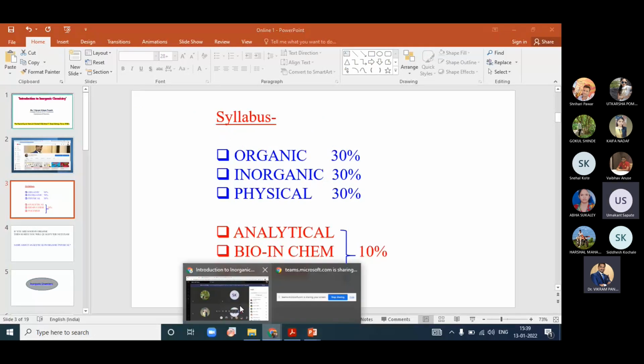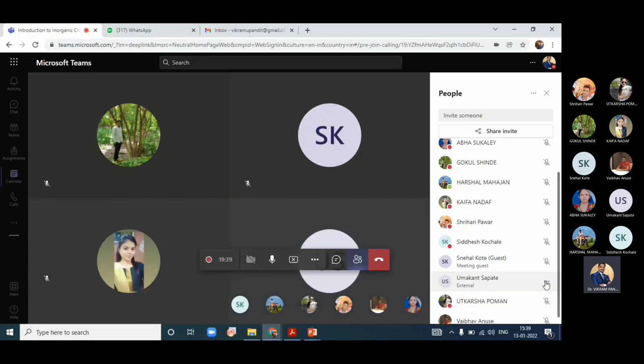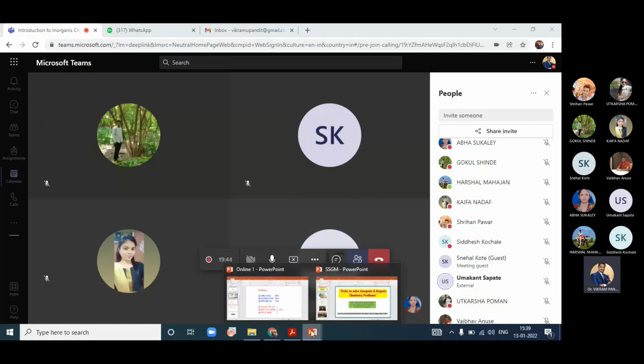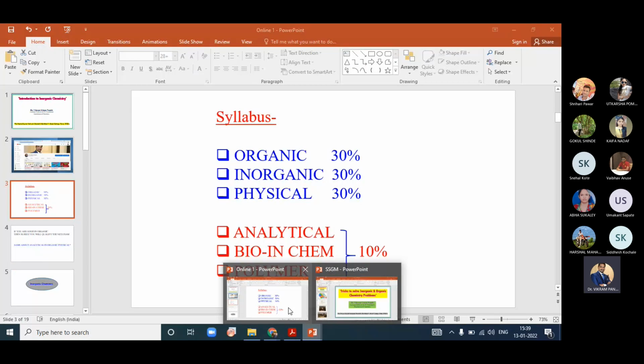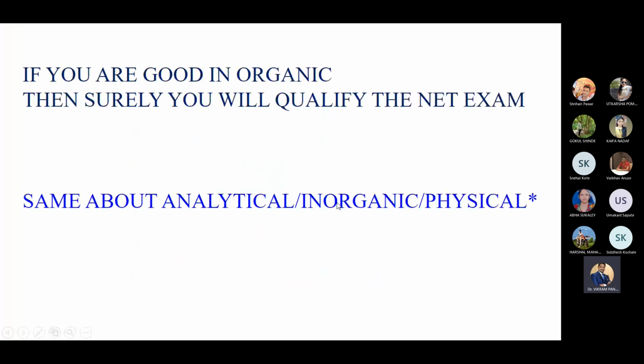Okay, so this is the general guideline, or generally this type of questions they are asking. So the number of questions is based on the question papers; this type of division is there. What I'm trying to say is that if you are good in organic chemistry, just choose any of the other chemistries from this.